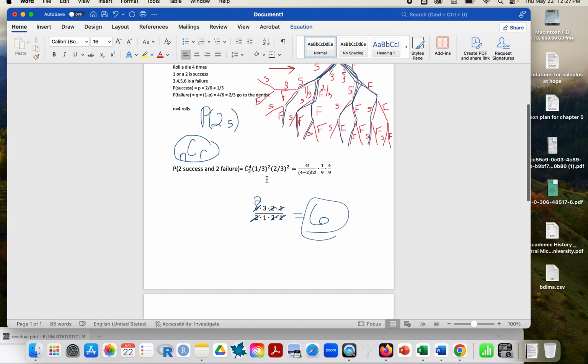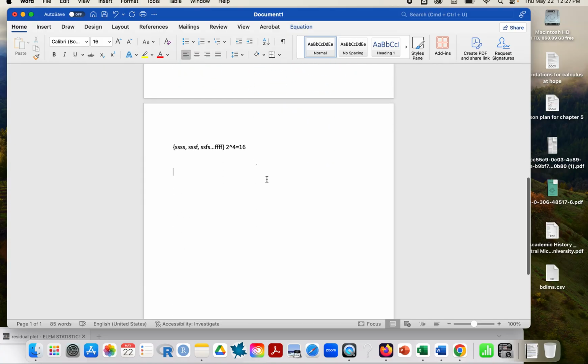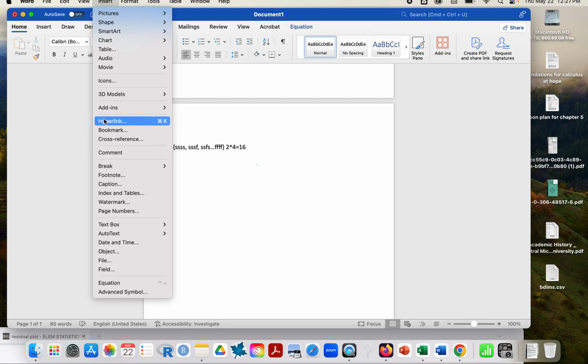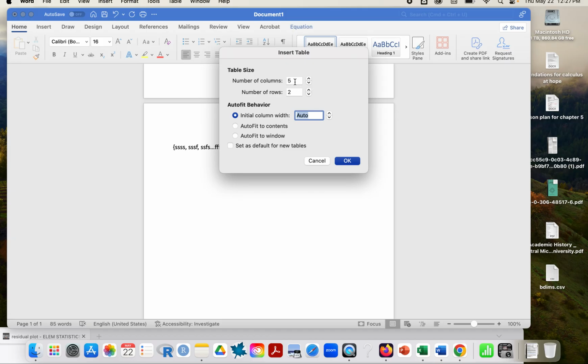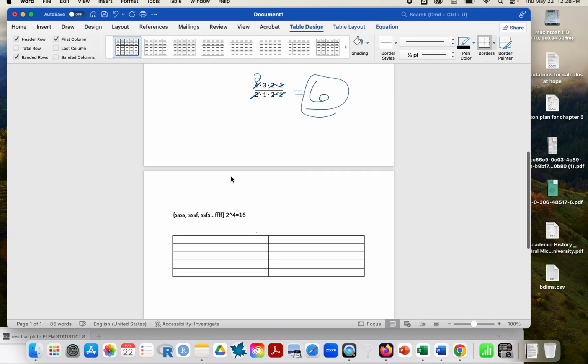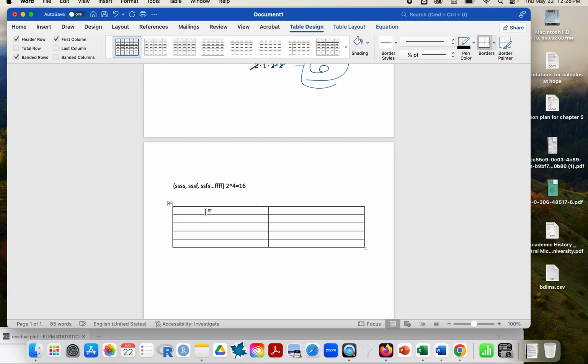Now, pick up where I left off. We're going to build the probability distribution off this. So I need to insert a table. And the number of columns, we want 2. Number of rows, we want 5, and I'll explain why in a second. So, there. So this will be our x on our first one, and this is the probability of x.